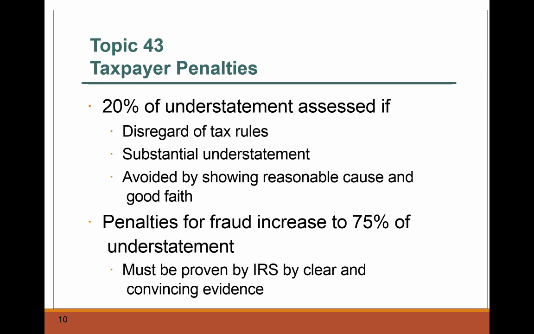Then you have penalties. It's usually 20% if it's an understatement, and if it disregards the tax rules. And then if it's a substantial understatement, they may increase it. But also, if you didn't show reasonable cause and good faith, you might also get that 20% penalty. And then penalties for fraud can increase up to 75%. And it must be proven by the IRS with clear and convincing evidence. So 20% is pretty much where we all land if there are penalties associated with it.